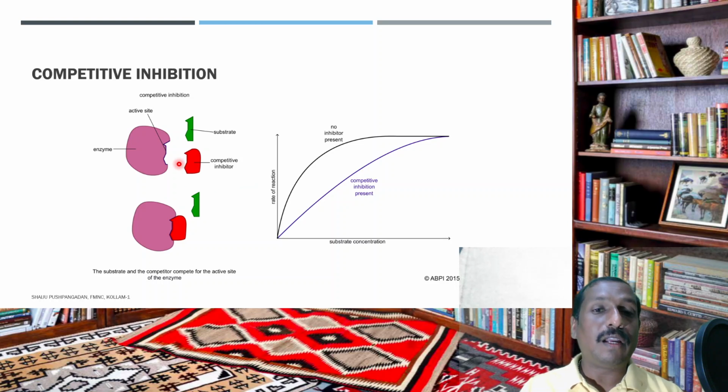Okay, if in that competition the competitive inhibitor wins, what will happen? The competitive inhibitor will bind with the active site of the enzyme, so that the substrate cannot bind, since only one active site is there, and there are two competitors.